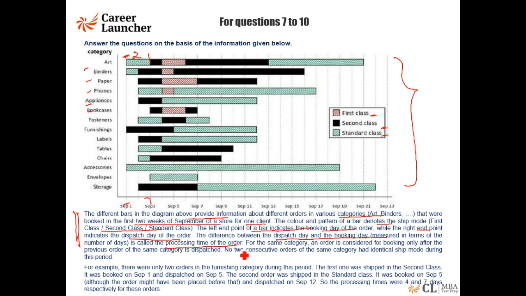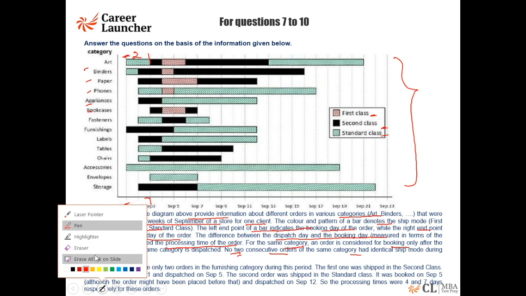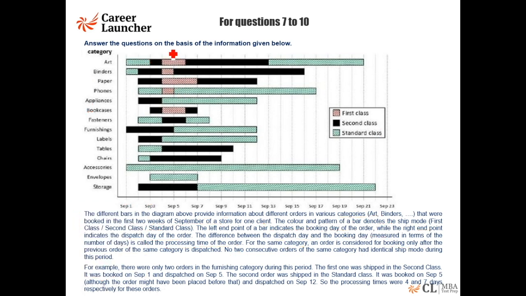No problem in understanding. No 2 consecutive orders for the same category. An order is considered for booking only after the previous order of the same category is dispatched. No 2 consecutive orders of the same category have identical ship mode during the period. Now, this particular graph is very easy to understand. For each of these categories there are multiple shipments. So booking, dispatch. Obviously, this is a second order booking, second order dispatch, and so on.